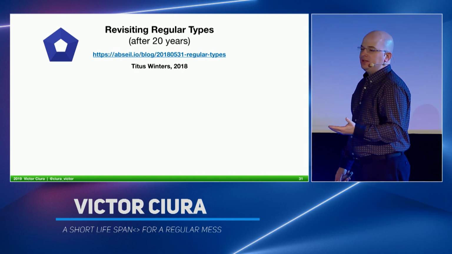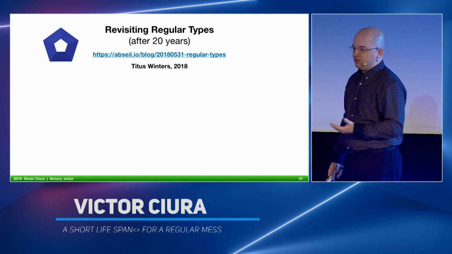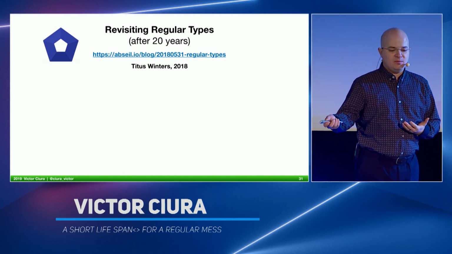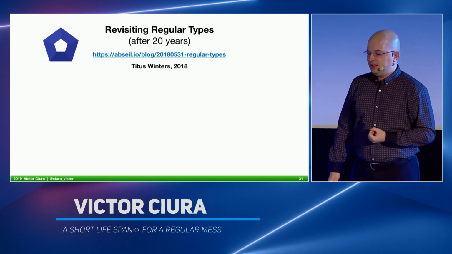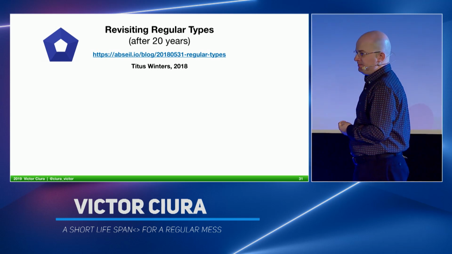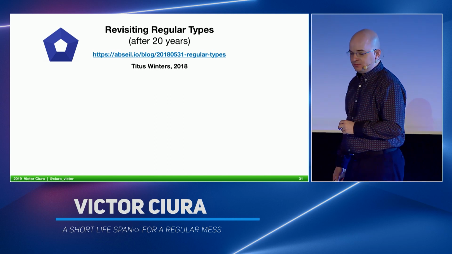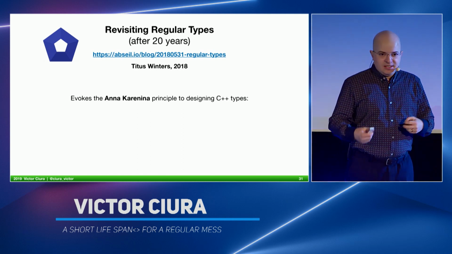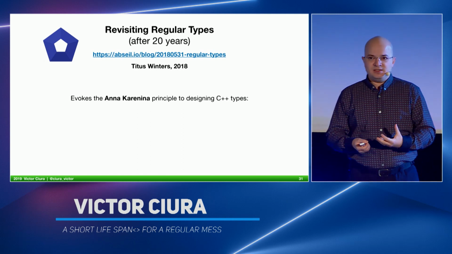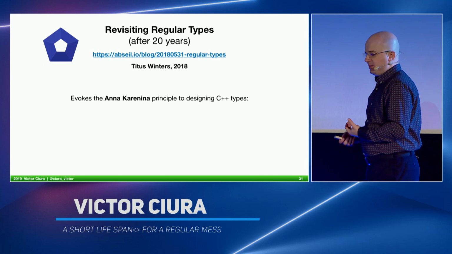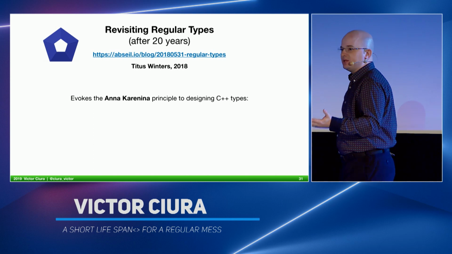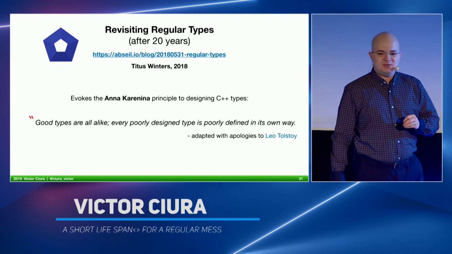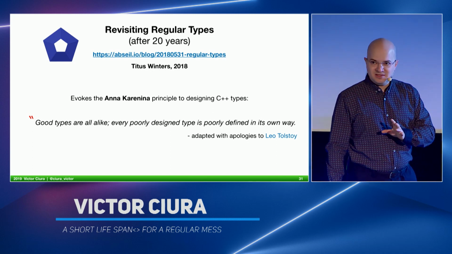If reading the original 21-year-old paper by Alexander Stepanov might prove a little bit tedious for some of you, I do recommend a more recent take on that. Again, by Titus Winters. It's a relatively short article on the AppSale blog on revisiting regular types. And basically, it's the most recent take on the original Alexander Stepanov paper. And it evokes the Anna Karenina principle for designing C++ types, in the sense that good types are all alike. Every poorly designed type is poorly designed in its own way, its own unique way.